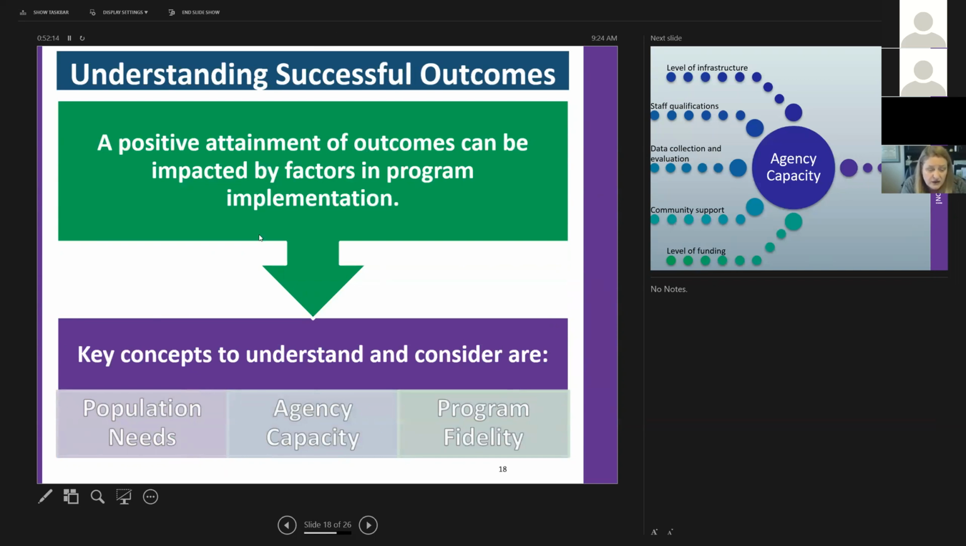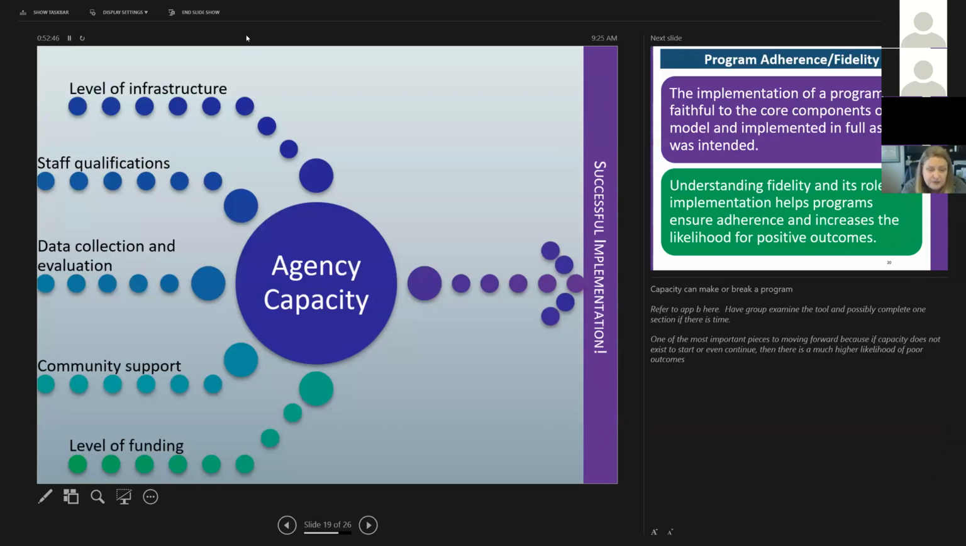And we've talked a little bit about some of those. First and foremost, your population needs, right? Have you identified the appropriate needs for your population? And they're a good fit for the outcomes. In addition, does your agency have the capacity to do the work that you're proposing to do? And then finally, that third component here is, are you adhering to program fidelity? And that really is crucial as well for outcome attainment.